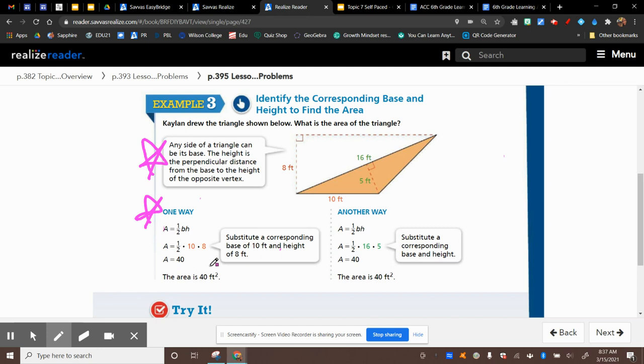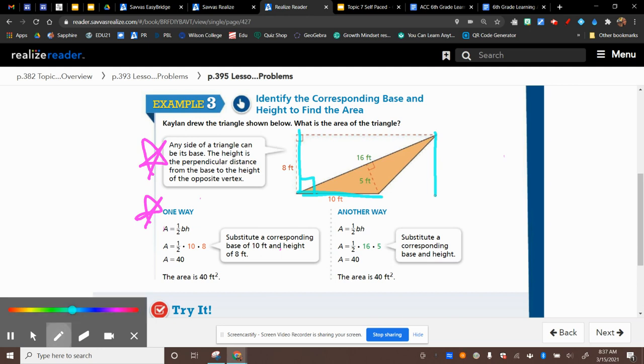For this first one, they used 10 as the base. So they used this as the base. When they use that as the base, the height has to be 8 because that's what makes the right angle. This is not even part of the shape, but because it comes straight down, it could come straight down on this other side too, and makes a right angle. We know that we use 10 times 8. So 10 times 8 is 80, half of that is 40.